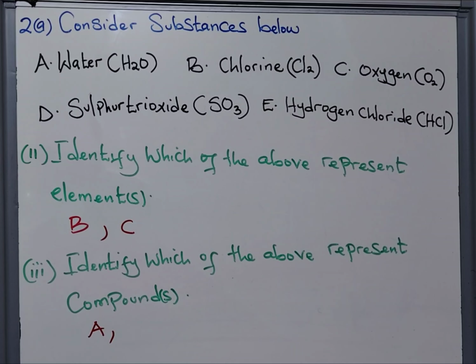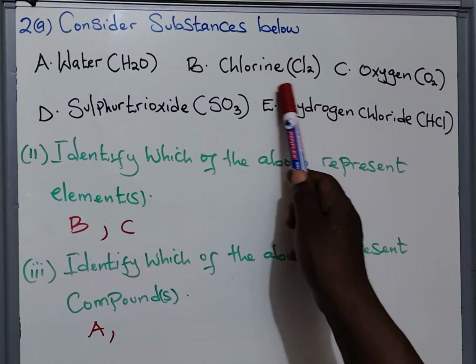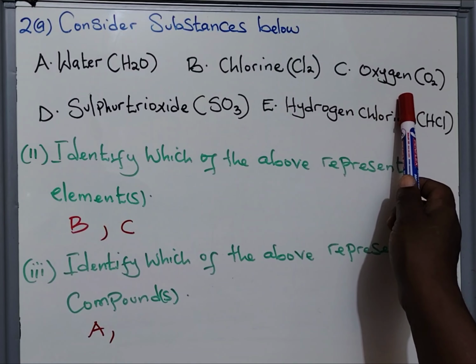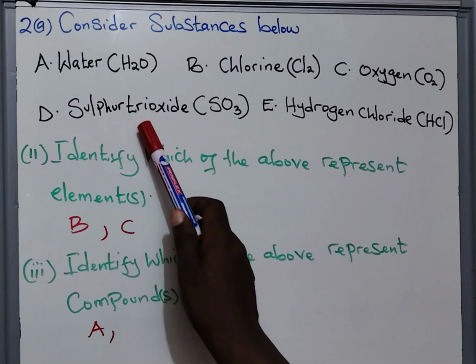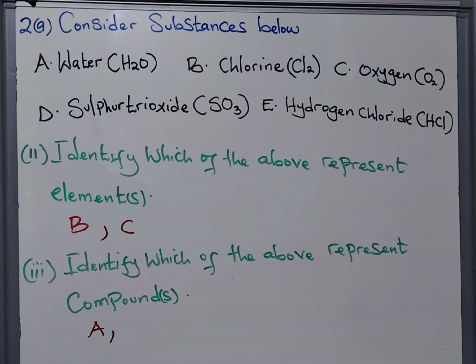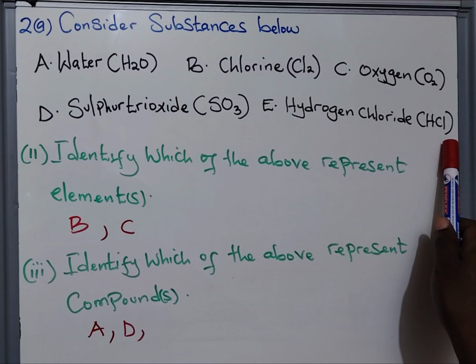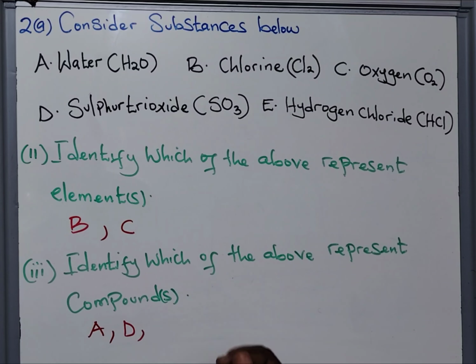Okay. Then we said chlorine has only one kind. Oxygen has only one kind. But when you come to sulfur trioxide, it's made up of sulfur and oxygen. So it's a compound. Then we go to E. E is made up of two kinds of atoms, hydrogen and chlorine. So it's also a compound.